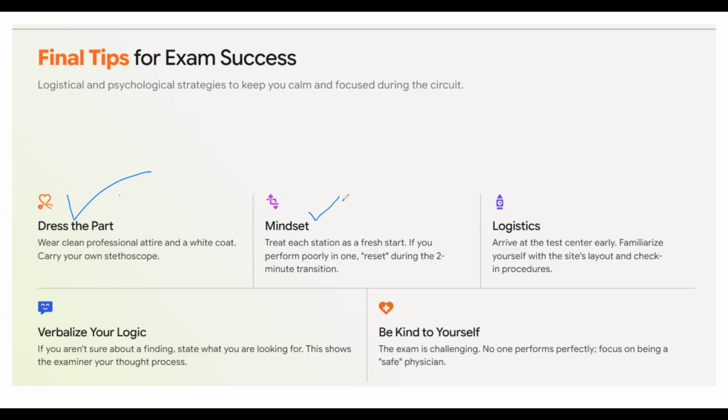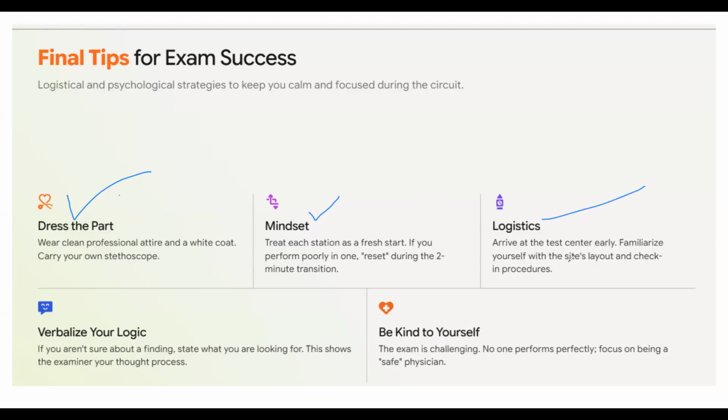And mindset, think like a doctor. Each station is a new patient, a new start. You have 2 stations as a cushion. So if you perform badly in one station, just do not think you failed the exam. Think, it's okay, it's possibly my pilot station. It would not affect my score. Go to the next station.